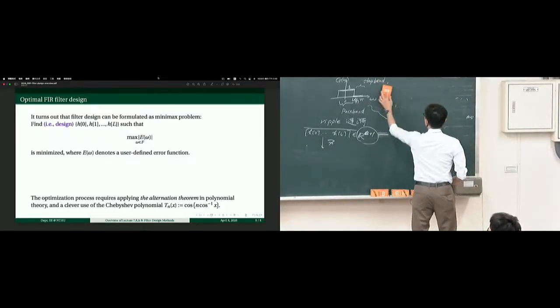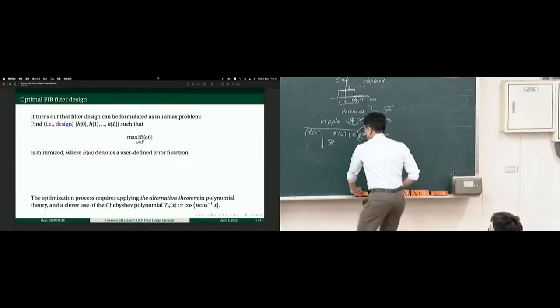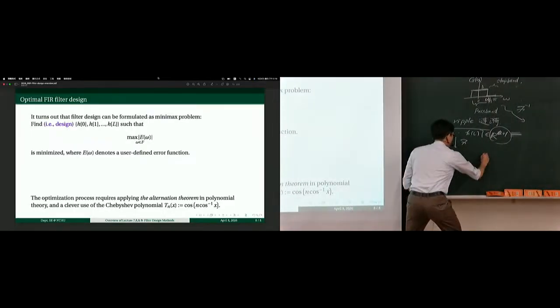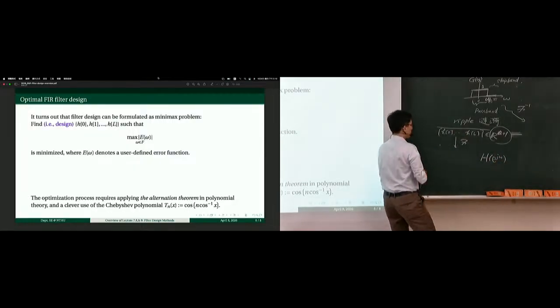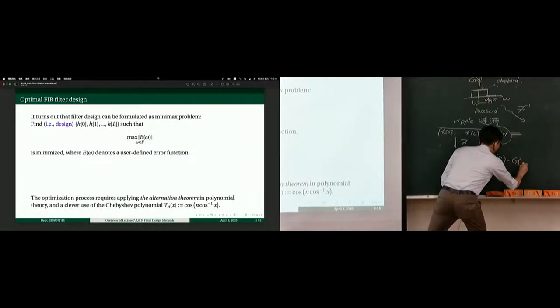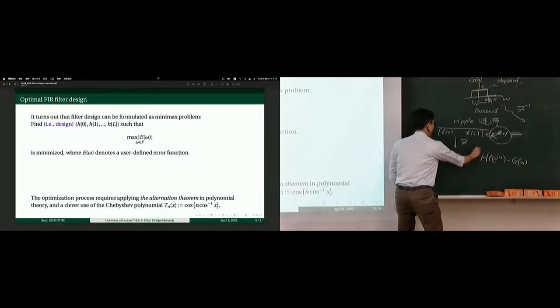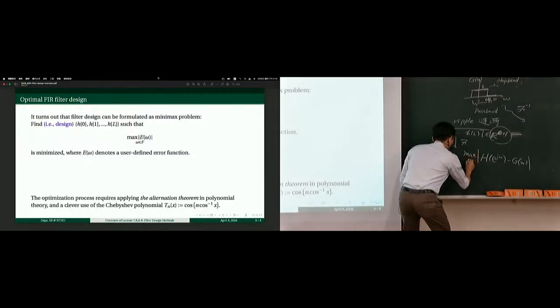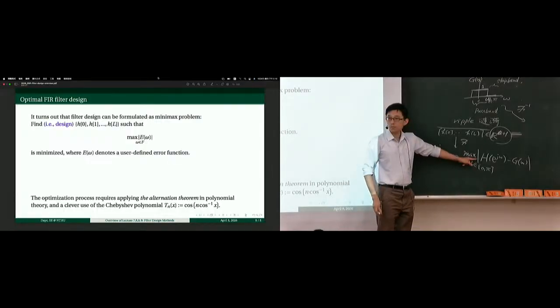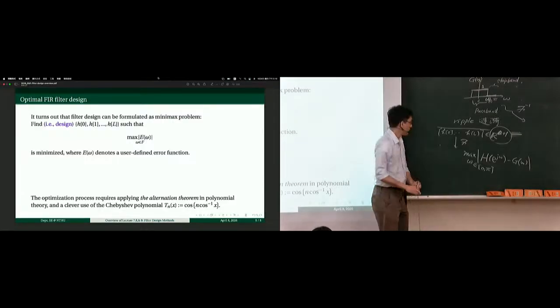I'll repeat it. The Fourier transform of small h is, of course, denoted as big H. That's your design, right? And then your design will be not ideal, right? So in general, they're different. And the error, taking the absolute value, is something that we can evaluate from 0 to Nyquist, right? So there must be a frequency where this error is maximum, right? And this maximum error is to be minimized, okay?